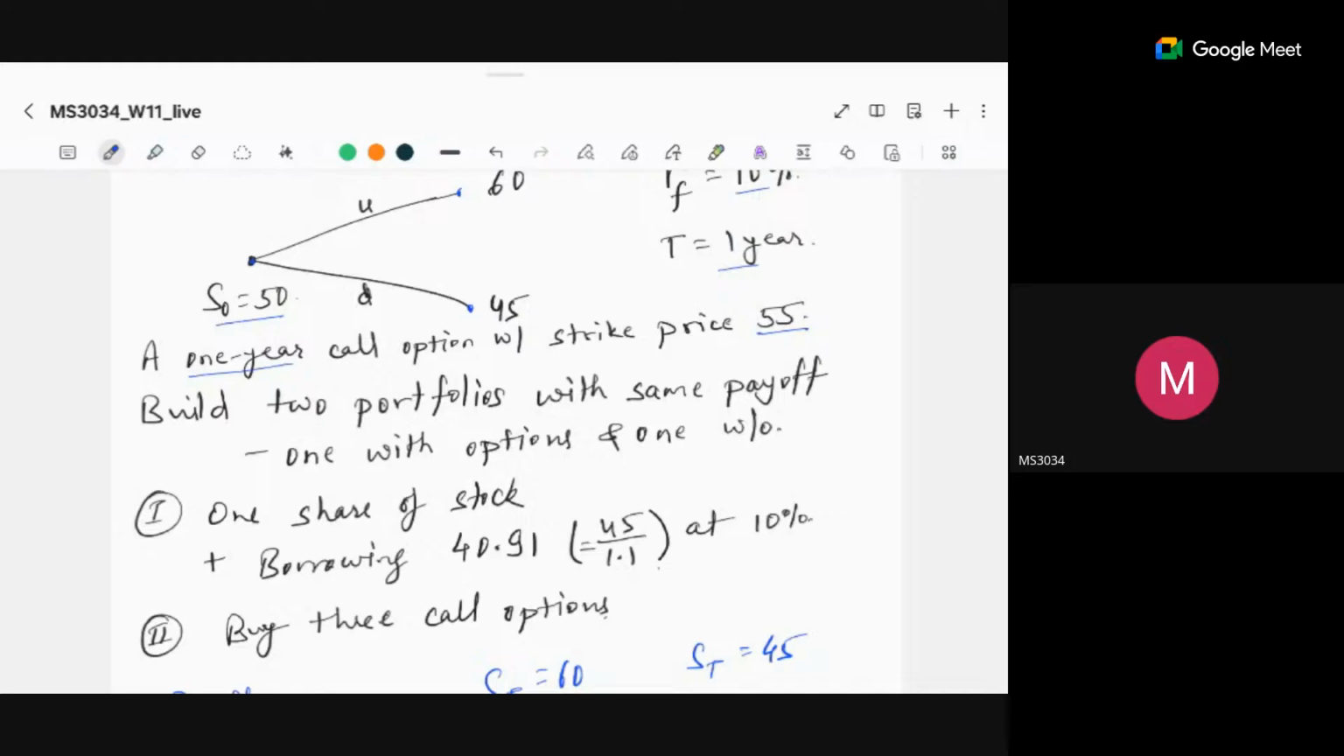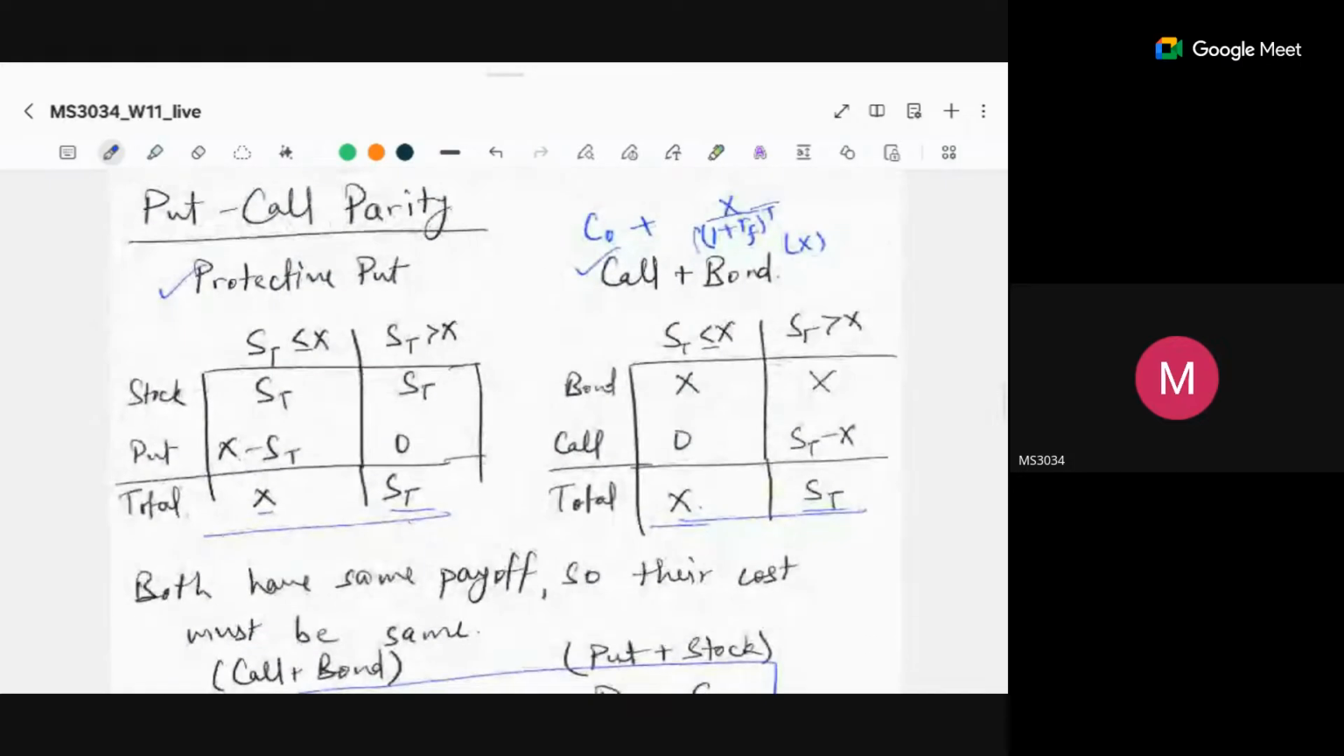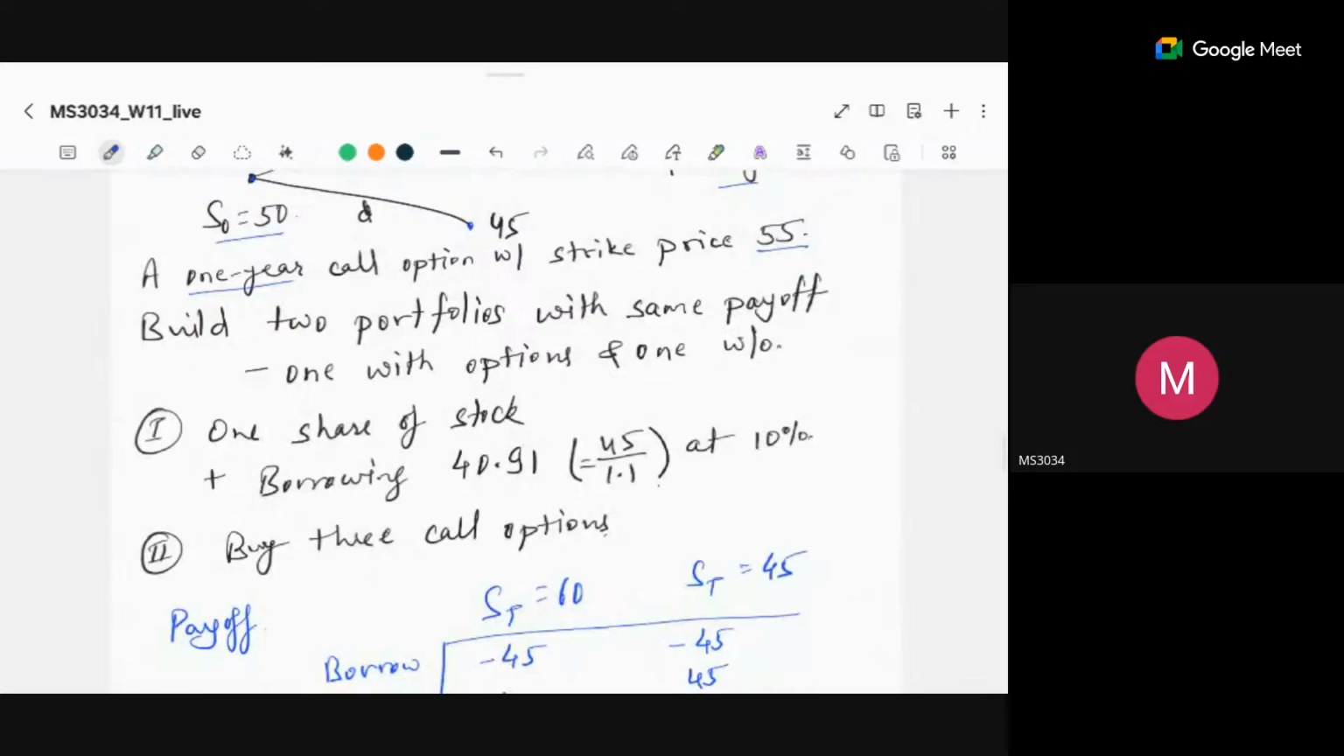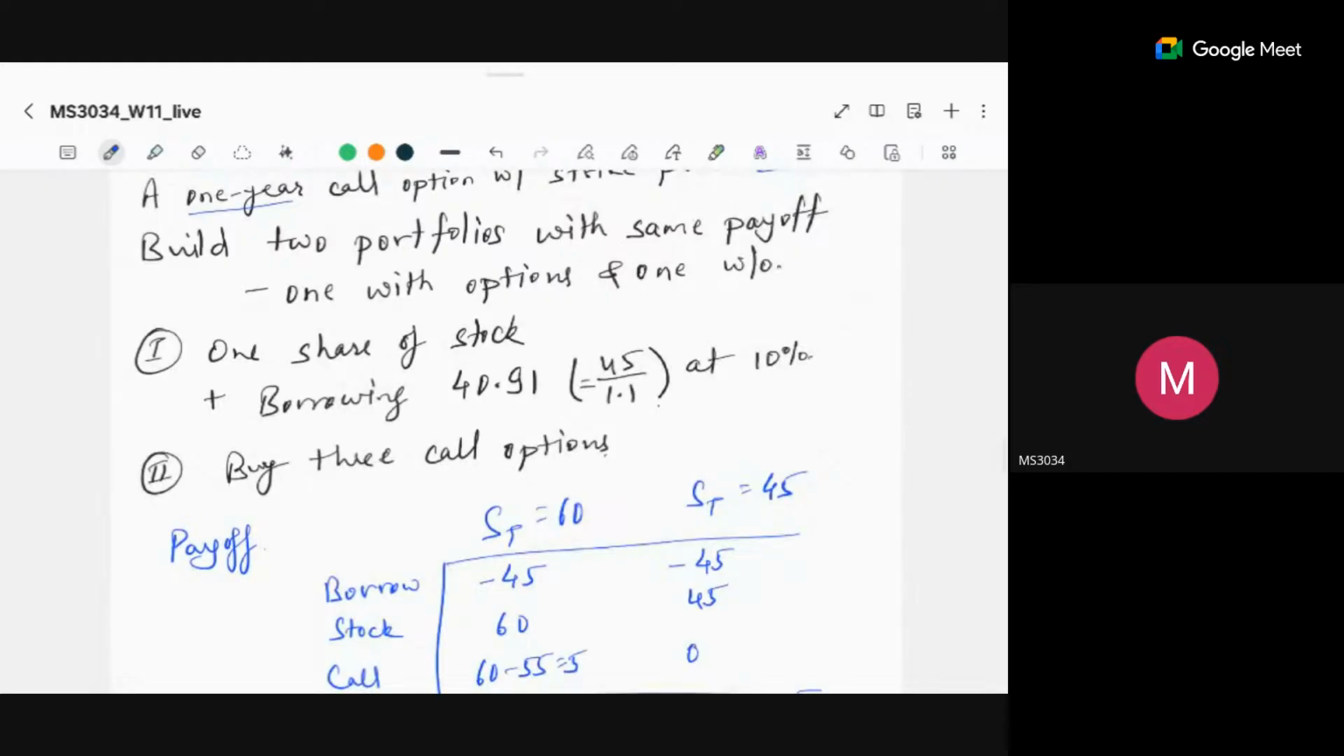Earlier you would have seen what we did in put-call parity, where both the put option and call option were there. But here we need to create two portfolios which have the same payoffs, but one has options and one does not. If payoffs are the same, then their cost will be the same, and from that we can get the price of the call option. Here you have to do some practice and exercises through which you will get hold of this method.